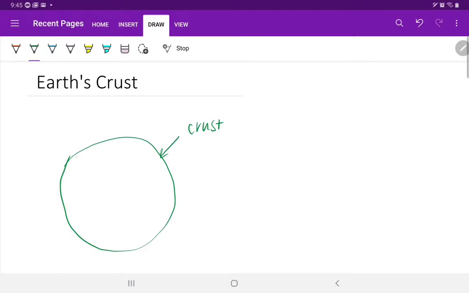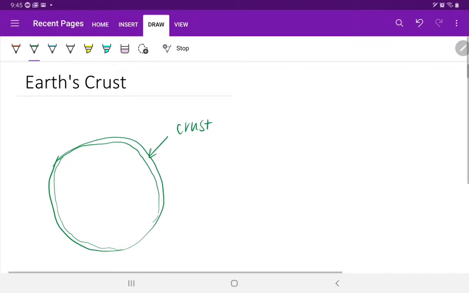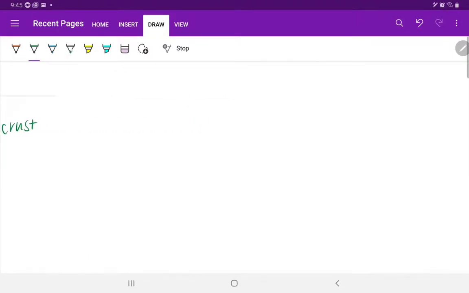It's actually this very thin layer right at the surface of Earth, and it's where we live. It's where we live, eat, sleep, breathe. Same with where all the plants and all the animals exist. That's Earth's crust. Now there's actually two primary types of crust.